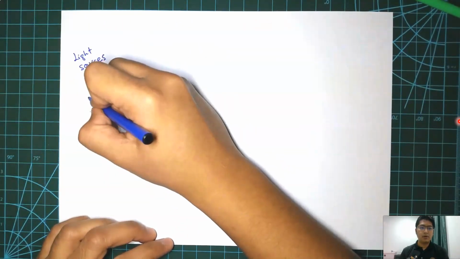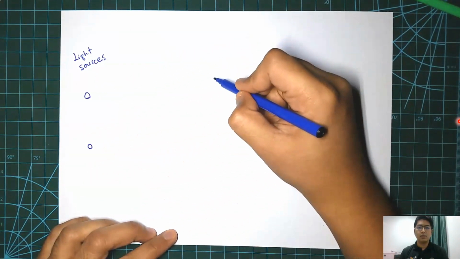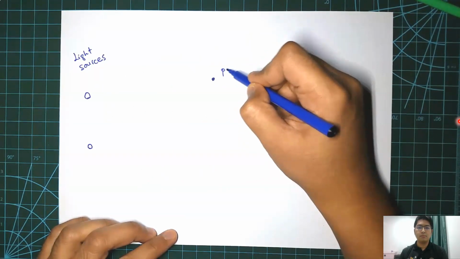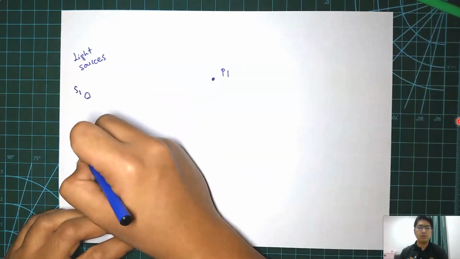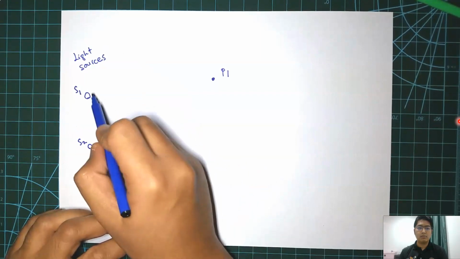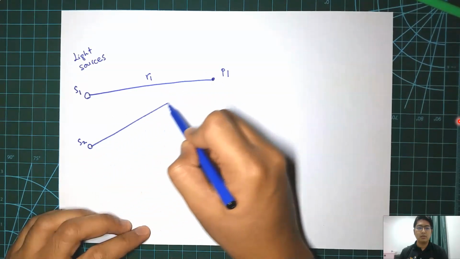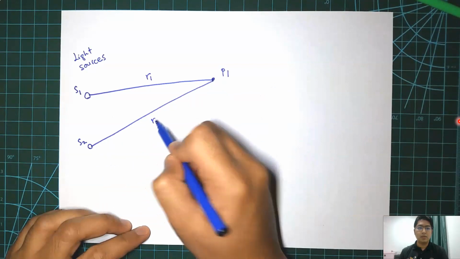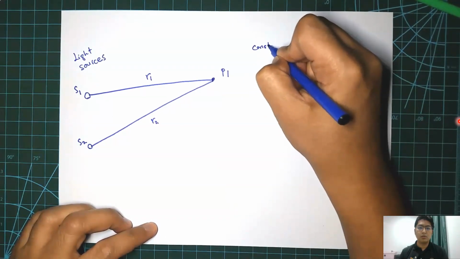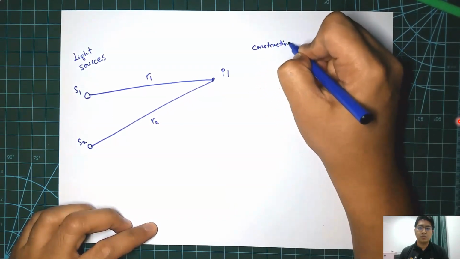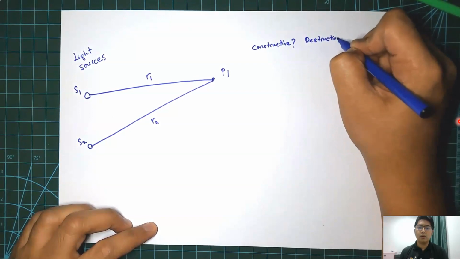So let's say you have two light sources, the first one and the second one, and you have a point where you want to see whether the light from the first source and the second source constructively or destructively interfere at point P. So that's the distance R1 from source 1 to point P, and R2 from source 2 to point P. So constructive or destructive interference will occur at point P.